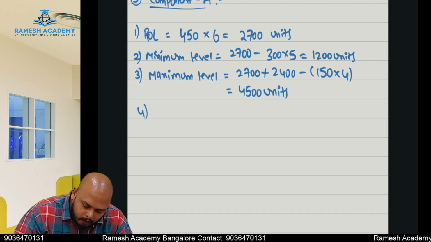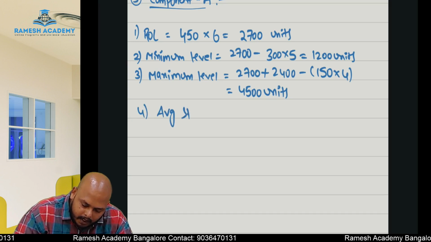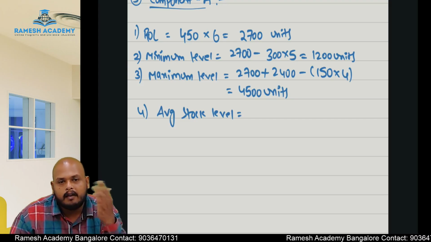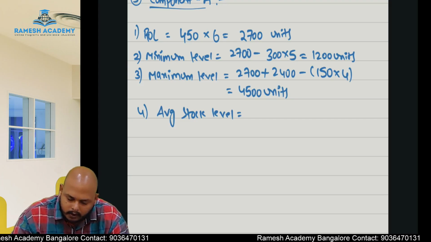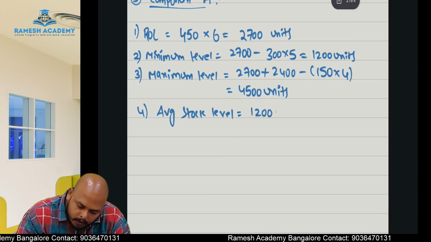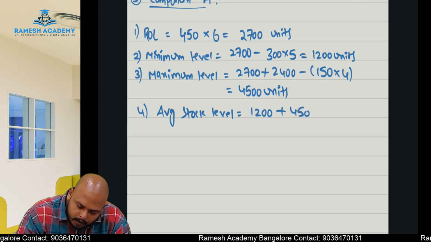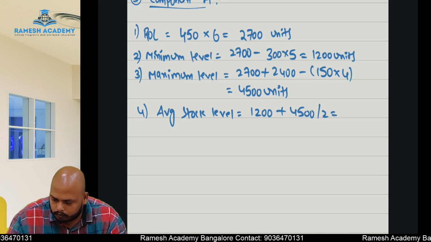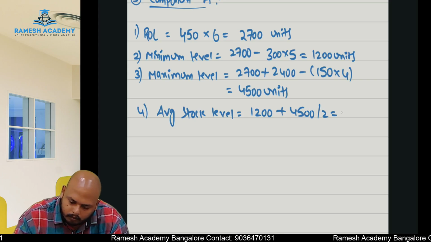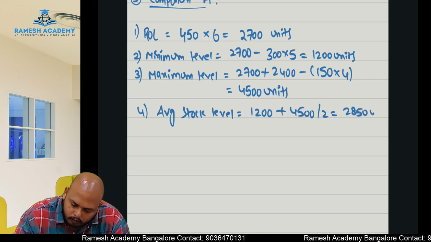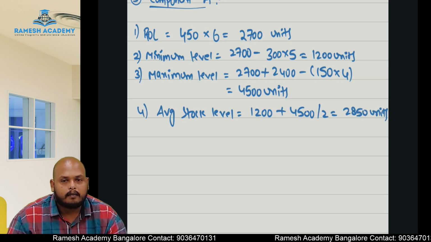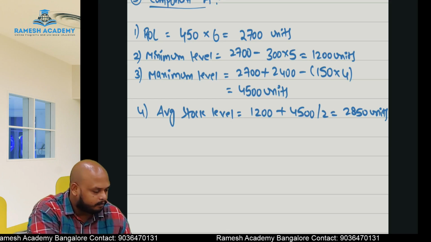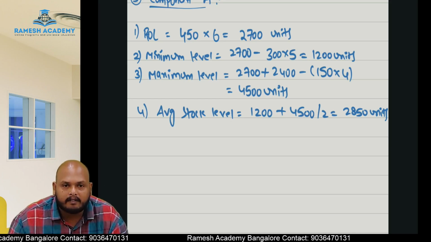Next, question number 4. What did he ask? Average stock level. The formula is minimum level plus maximum level divided by 2. Minimum level is 1200 plus maximum level 4500, divided by 2. That is 2850 units. That is the average level. Same way we have to calculate for component B also.